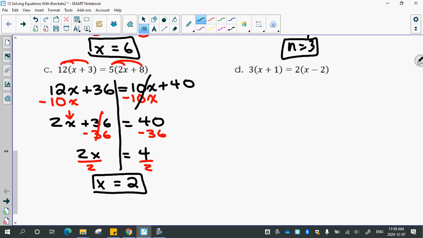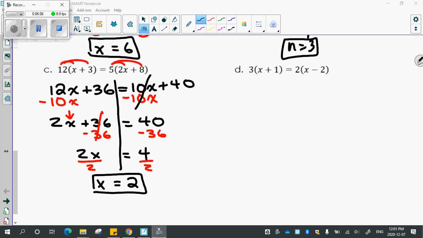Okay. All right, try the next one. We'll give you some time. All right, so I saw lots of people with 3x plus 3, so they multiplied the 3 on the left side, and on the right, 2 times negative 2 is negative 4, giving 2x minus 4. Okay, that's correct.